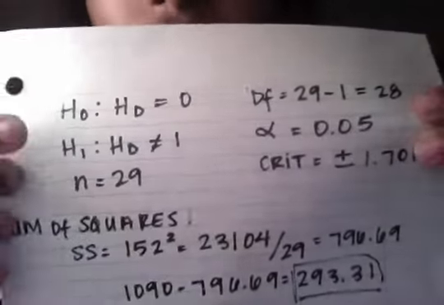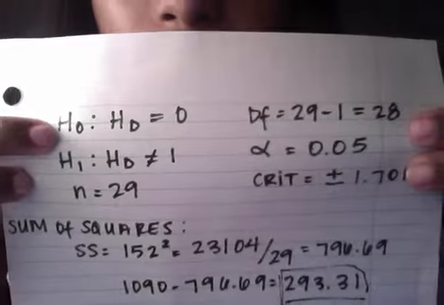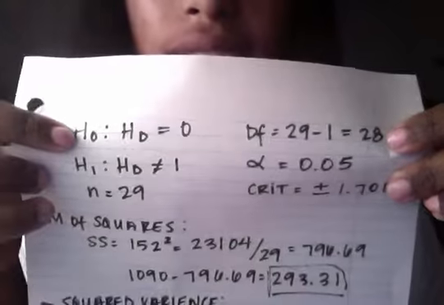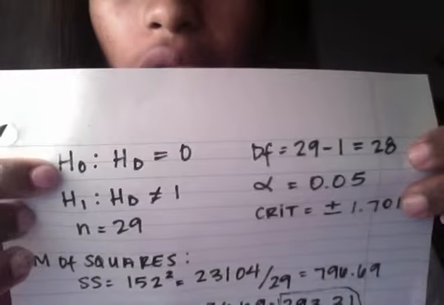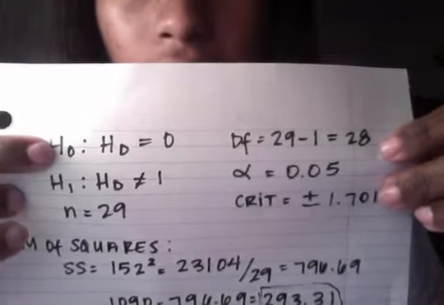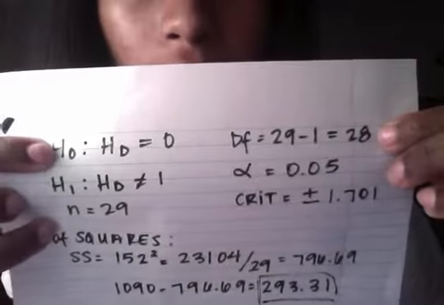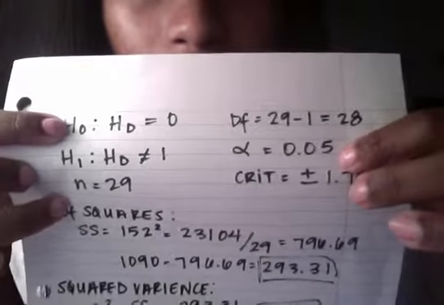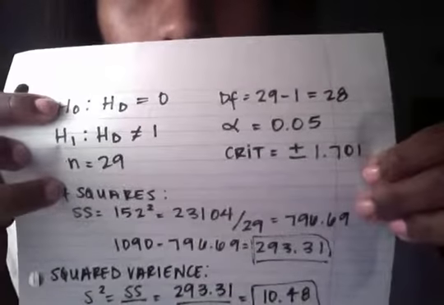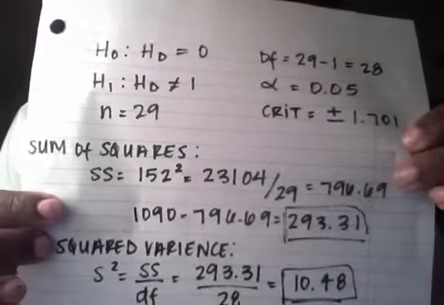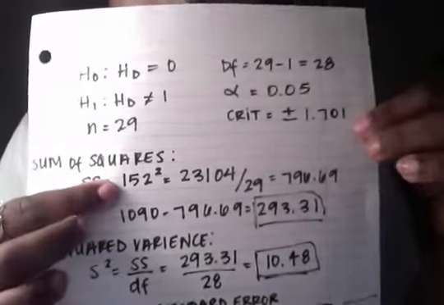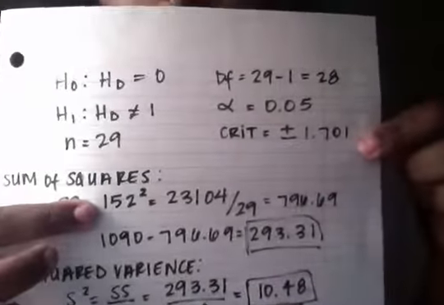So our null hypothesis would be that there's no pain difference for each trial, there's no pain difference noted. The degrees of freedom is going to be 28. We're going to use an alpha of 0.05, which gives us a critical region of plus or minus 1.701.